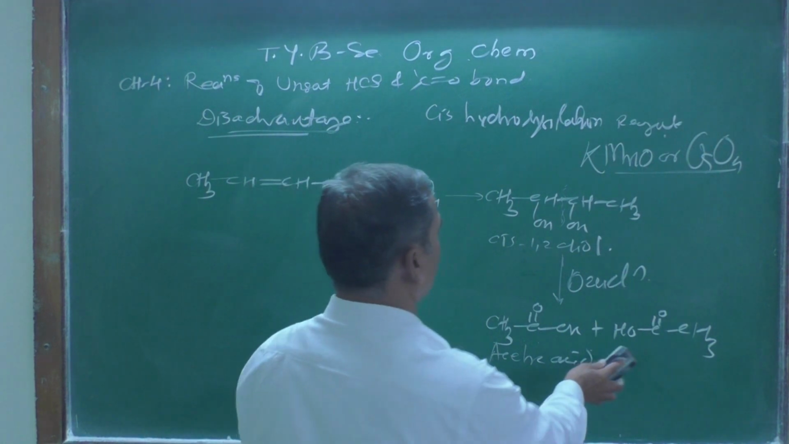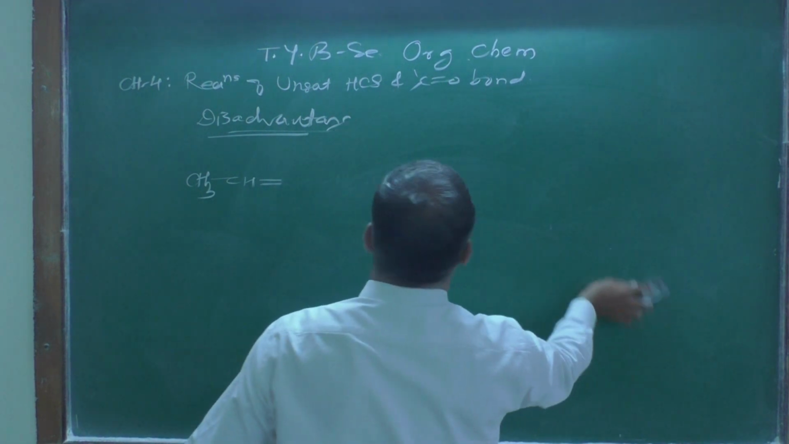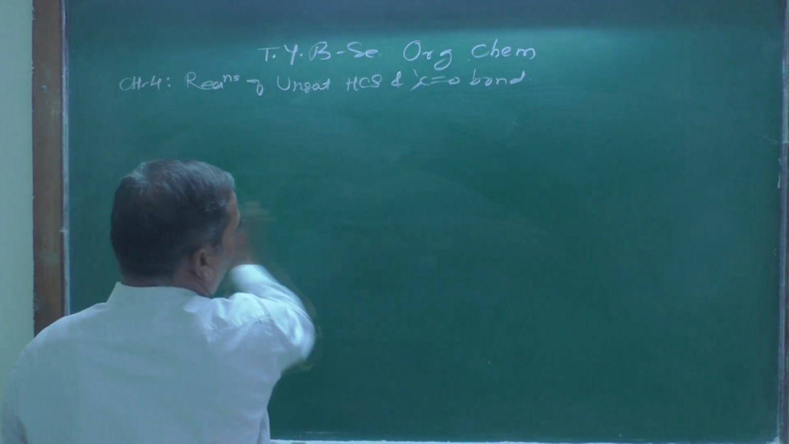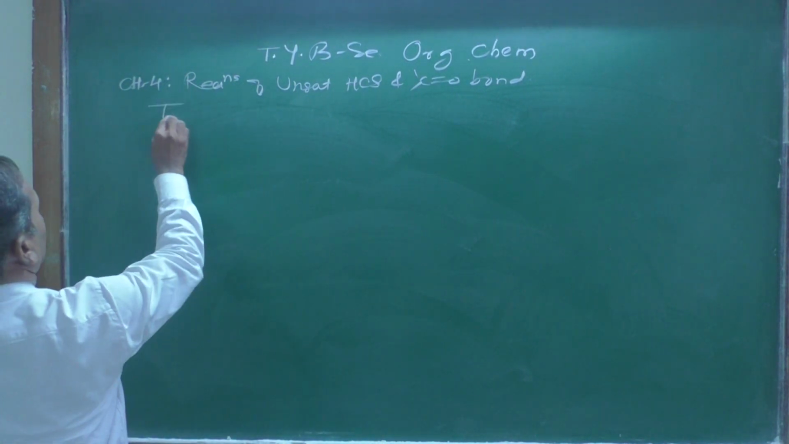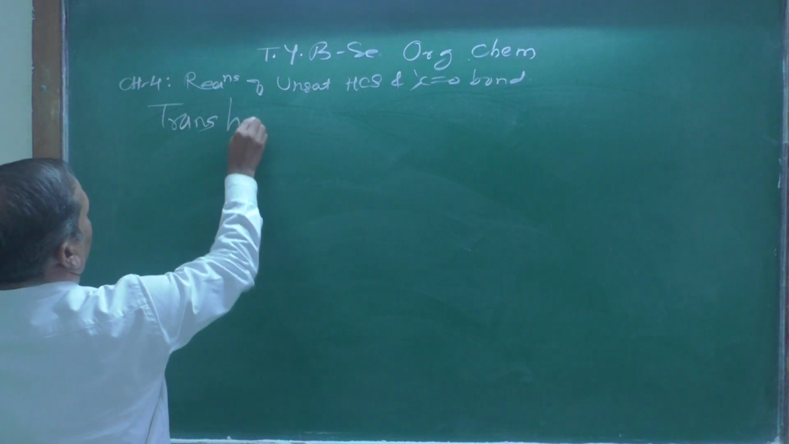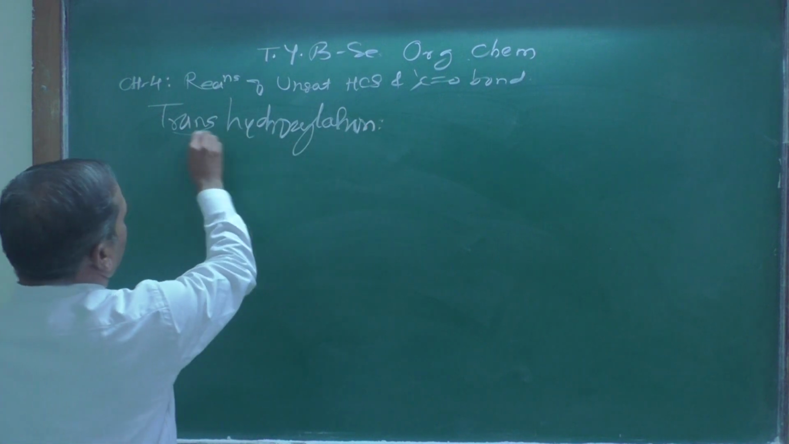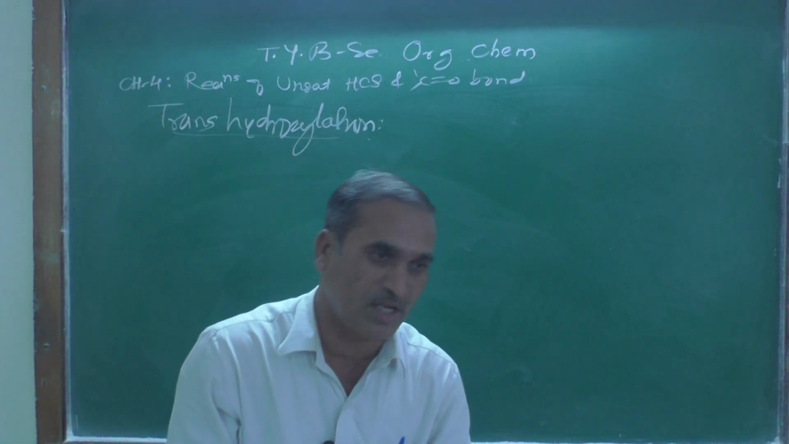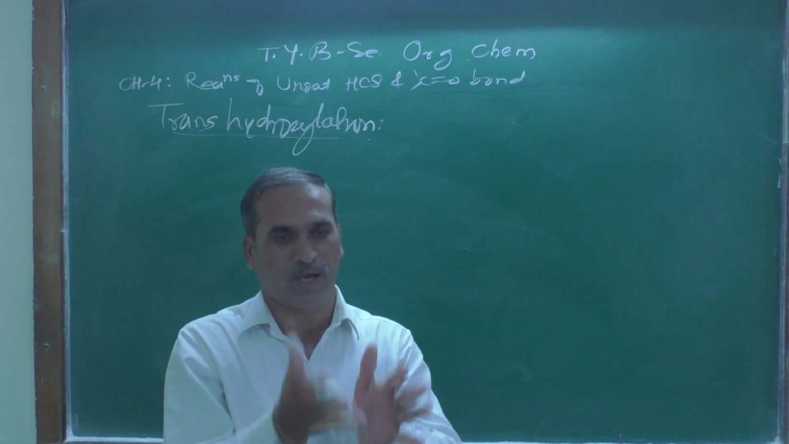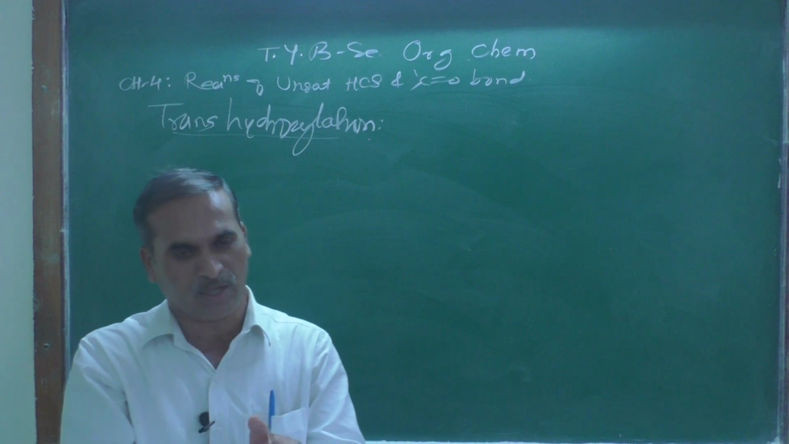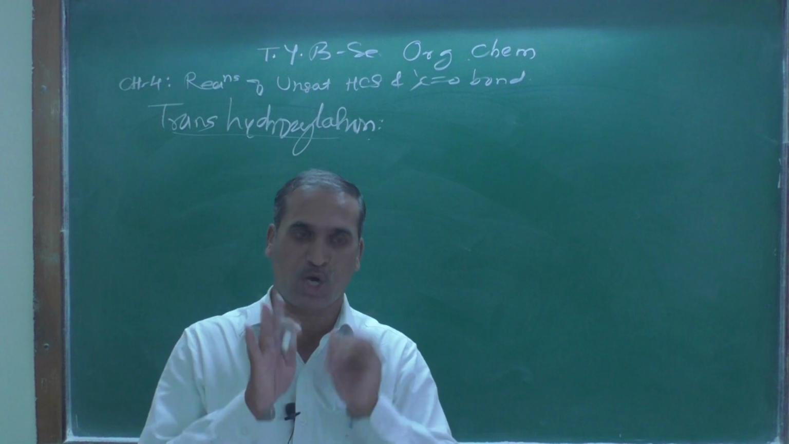Now moving toward today's discussion, let us see trans hydroxylation. The point we are going to discuss today is known as trans hydroxylation. So what do we mean by trans hydroxylation? Cis hydroxylation we have learned. Cis hydroxylation means both the hydroxy groups are coming on the same face or on the same side. So that type of 1,2-diol is called a cis hydroxylation product.